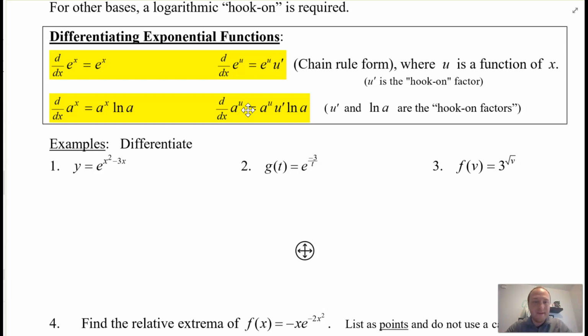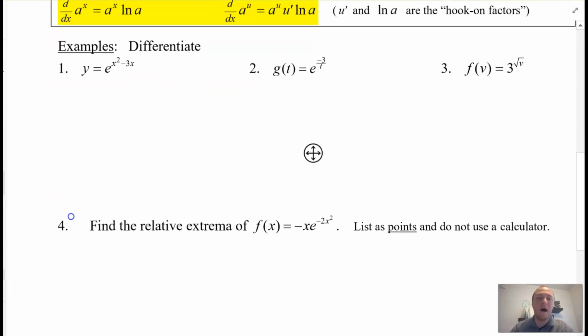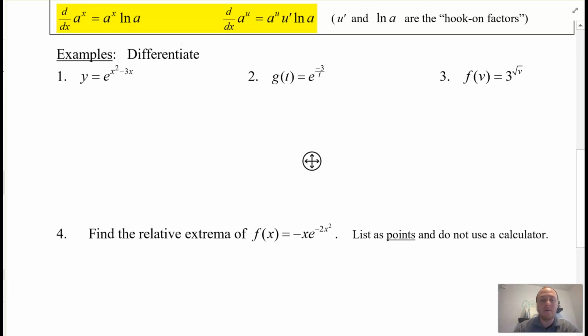Okay, so let's look at some examples. Number one, differentiate y equals e to the power of x squared minus 3x. In this case, our exponent is a function of x. There's more to it than just x. So the derivative of e to the x is e to the x, so I'm just going to copy this down, x squared minus 3x. But here I have the chain rule since it's more than just x, so I'll multiply by the derivative of my power. That is 2x minus 3. And we're done. That's it.